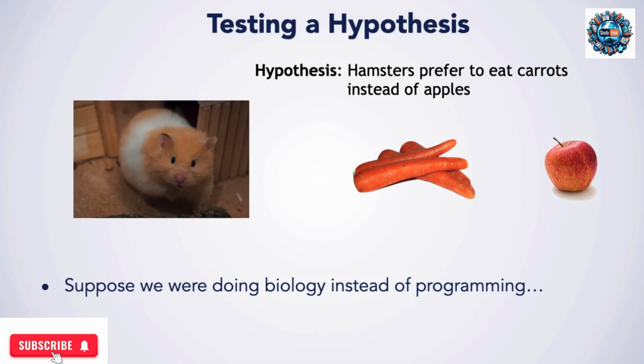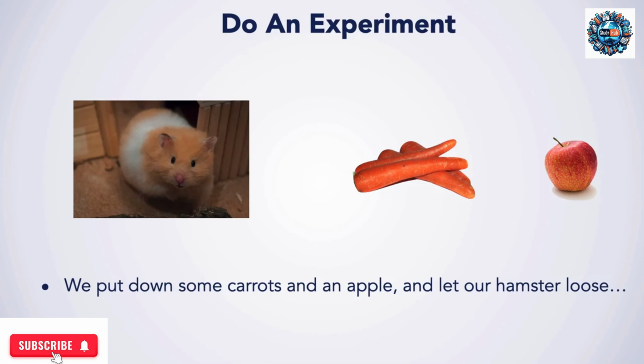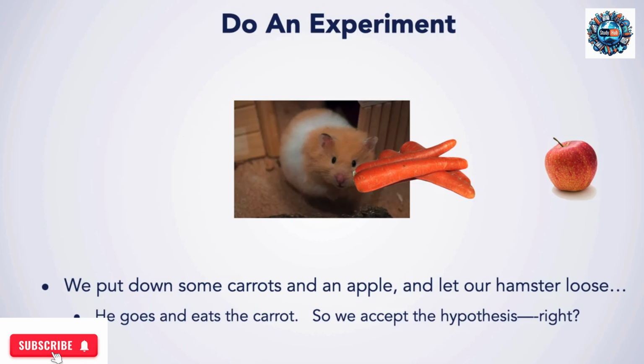We have a hypothesis that hamsters prefer to eat carrots instead of apples. So we set up this experiment. I put out a carrot, I put out an apple, and I let my hamster loose to see which food he prefers. He runs over to the carrot and eats it. So now I accept my hypothesis, right?